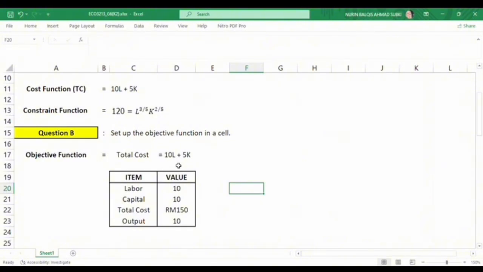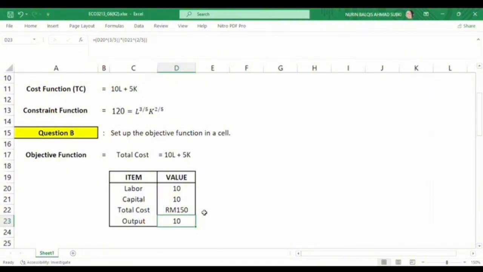In our Excel worksheet, labor is entered in cell D20 and capital is entered in cell D21. The total cost formula is entered in cell D22 using the following Excel formula. This formula multiplies the amount of labor by 10 ringgit and the amount of capital by 5 ringgit, then adds both values to obtain the total production cost. For example, if labor equals 10 and capital equals 10, then the total cost equals 150.